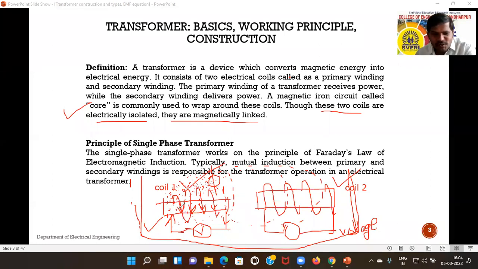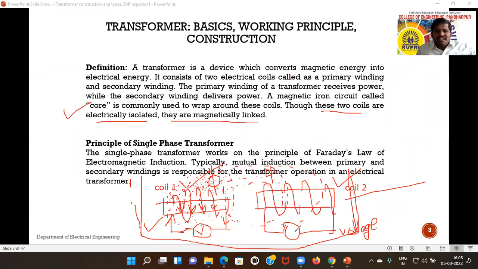Now see, this flux passes from one coil to another coil. That means it travels through the air gap between these two coils. And this flux phi links to the second coil, coil 2. When the flux phi links to the secondary coil, then due to that flux some EMF is induced in the secondary coil.